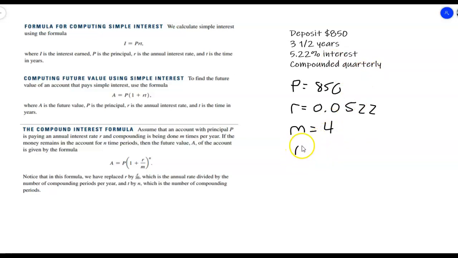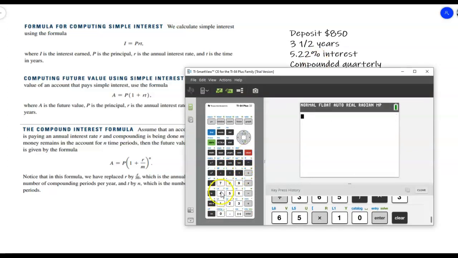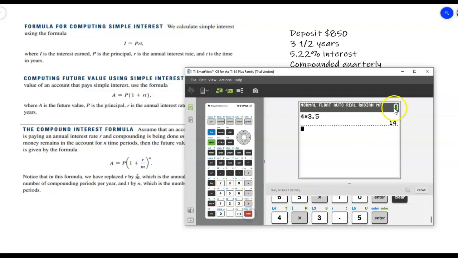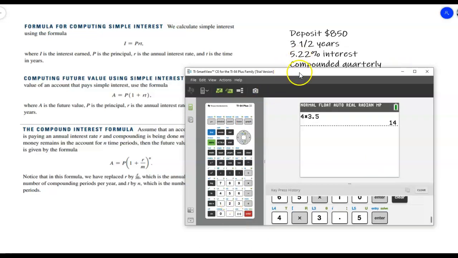And then finally, my N is equal to, remember, that's M times T, right? That's the number of compounding periods per year times the number of years. So in this case, it's going to be 4 times 3.5, which gives us 14. So that's going to be our N, 14. And then it's just a matter of plugging it all in here.